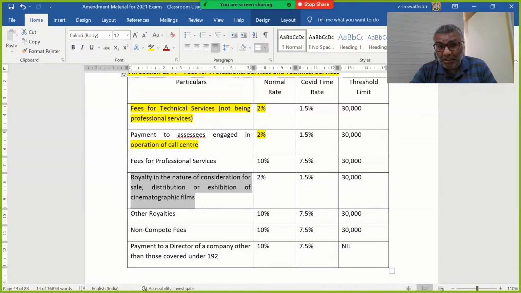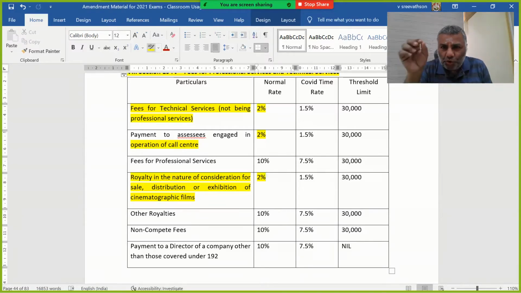All royalty payments are coming under 194J because mostly they are professional. But royalty in the nature of consideration paid for what? Sale of a film. I sell a film. I give distribution rights. I give only exhibition rights to Amazon Prime. I am not giving the sale. I am only giving the exhibition right, once or twice they can exhibit. Or I sell it itself to Amazon Prime. Or I give a distribution to somebody. In all these cases, the TDS rate is 2%.